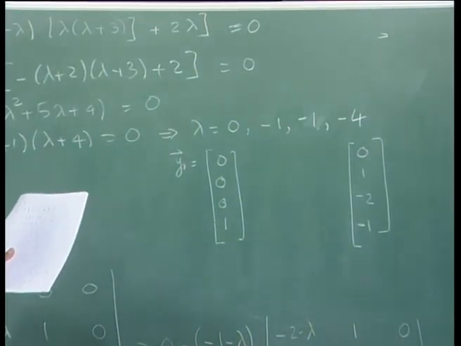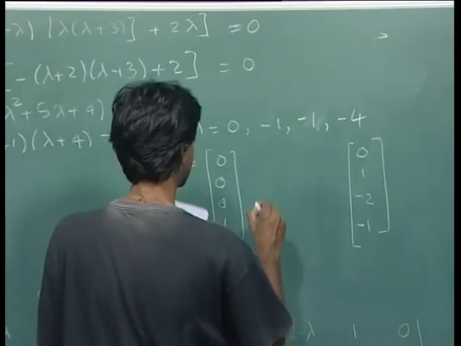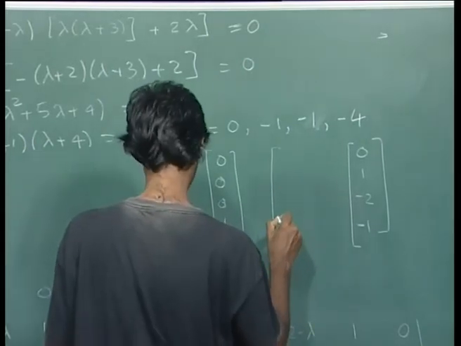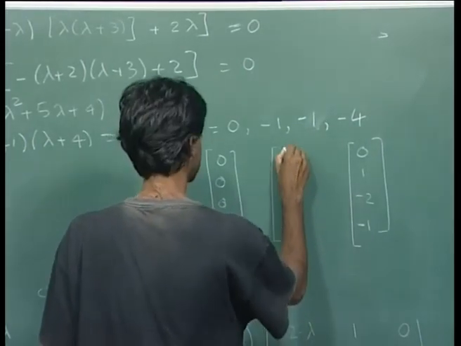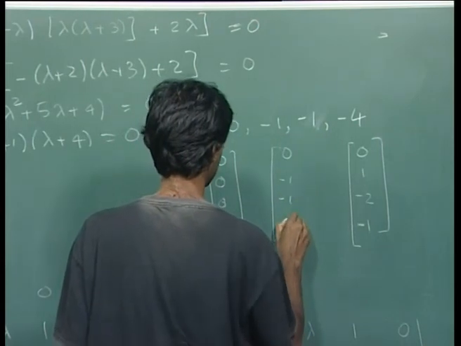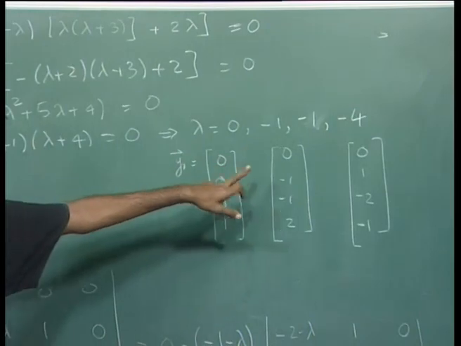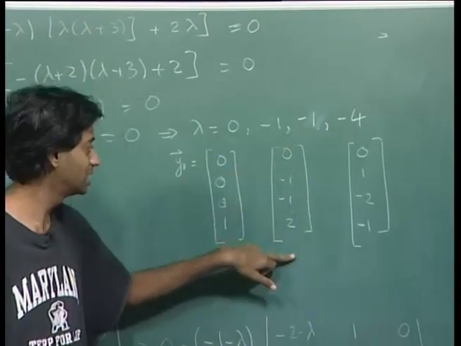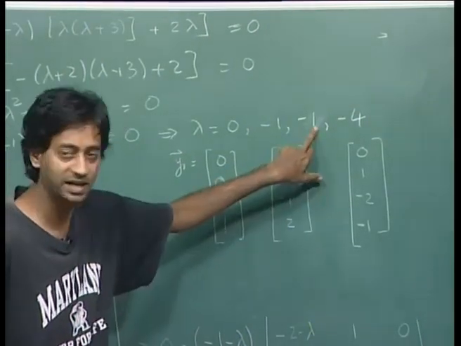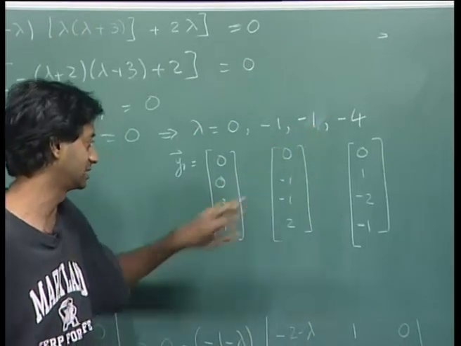One of the eigenvectors we can generate, so one of the eigenvectors is 0 minus 1 minus 1 2. Okay, so if you put this back in the eigenvalue equation, you will get this eigenvector. Now we need to generate a second eigenvector that is independent of this eigenvector.